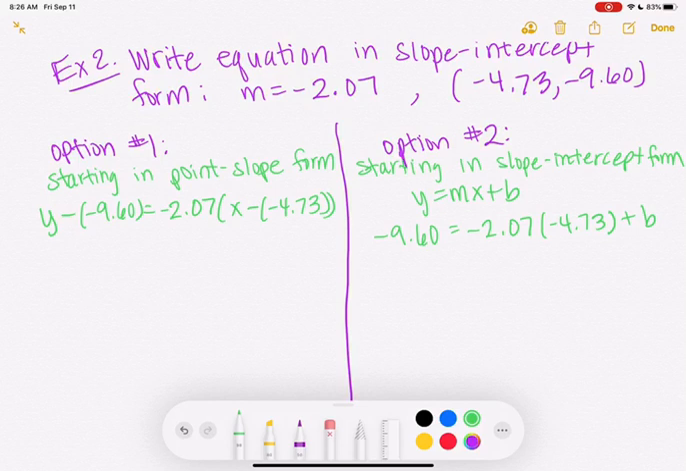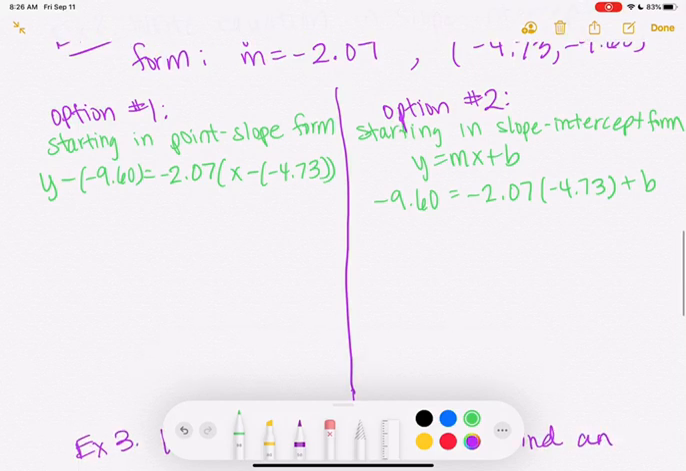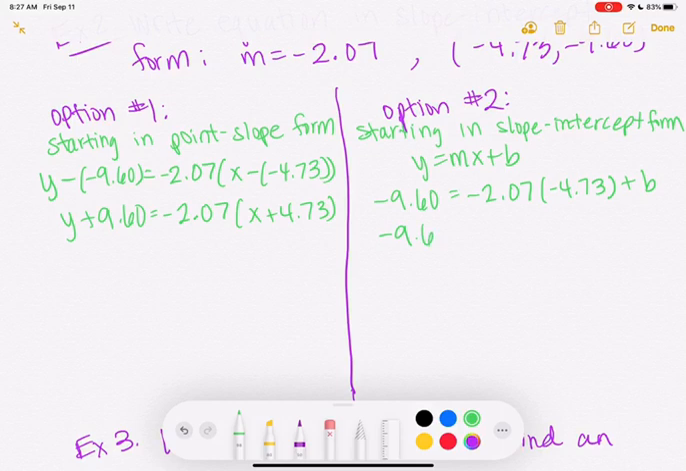Go ahead and hit pause again and do just the very next step. Just one more step and then hit play again. Okay, so if you were in point-slope form, option one, you'd start getting rid of some of these minuses for your next step. So you'd have y plus 9.60 equals negative 2.07 times x plus 4.73. If you were in slope-intercept form, you'll go ahead and multiply right now.